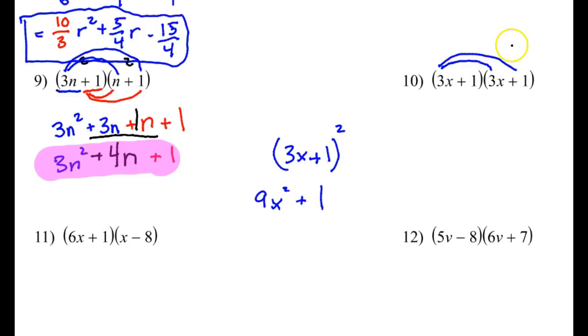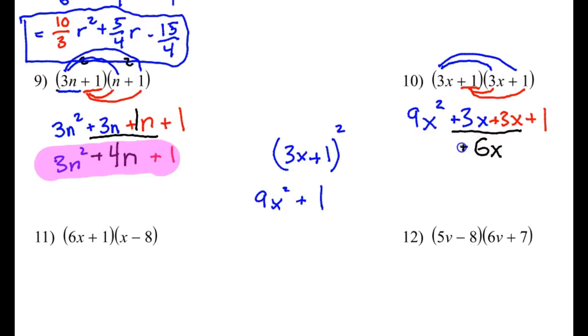Let's test that hypothesis by showing all the work. 3x times 3x, 9x squared. 3x times 1, 3x. Now let's do the second half. 1 times 3x, 3x, and 1 times 1, 1. Once again, the middle terms combine. 3x plus 3x is 6x. So, was our prediction right?